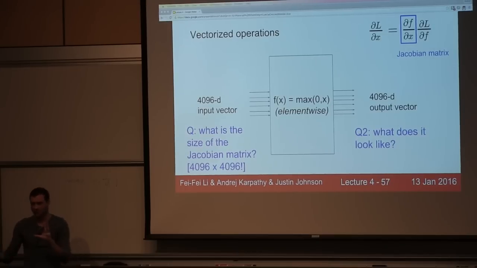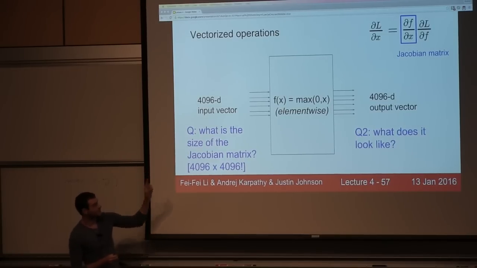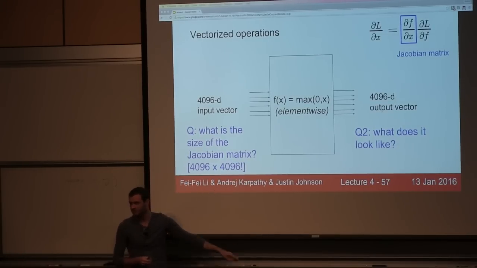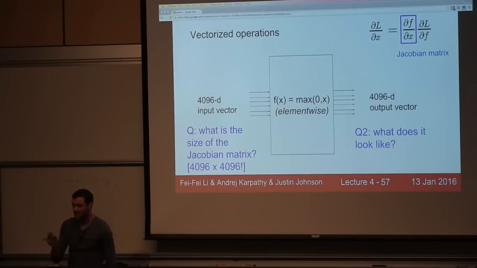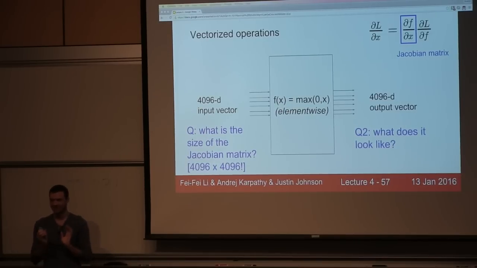No, the Jacobian will always be a matrix, because every one of these 4096 could have influenced every... I thought you said it's element-wise. It is. So the Jacobian is still a giant 4096 by 4096 matrix, but it has special structure. And what is that special structure? Good. It's diagonal, and some are even zeros.